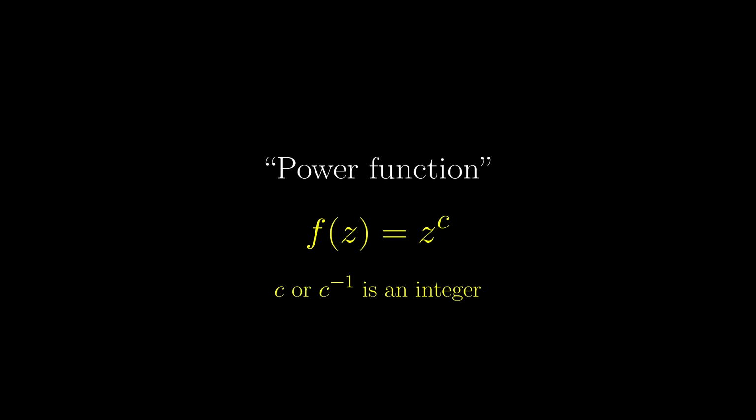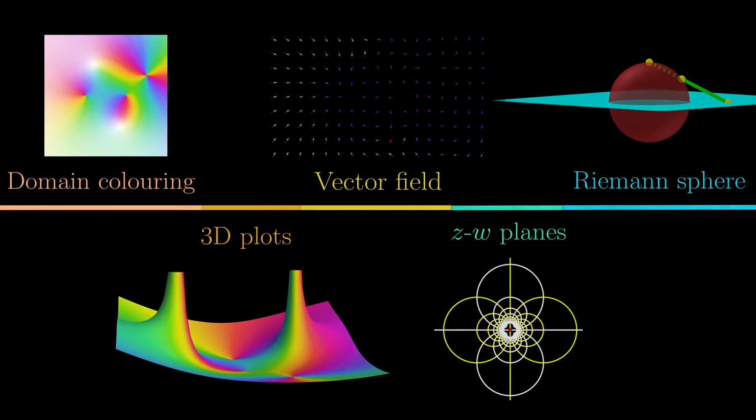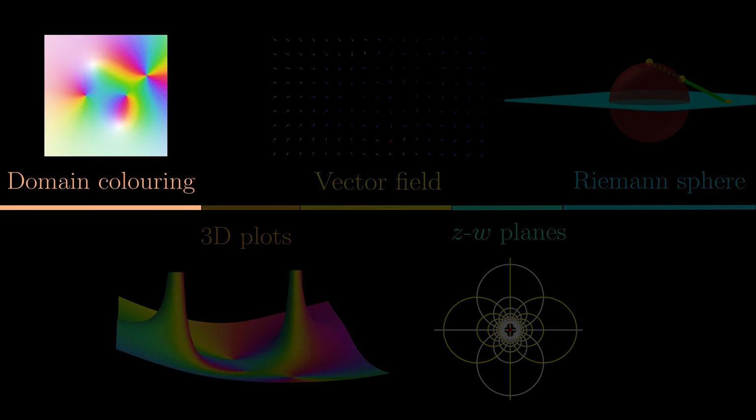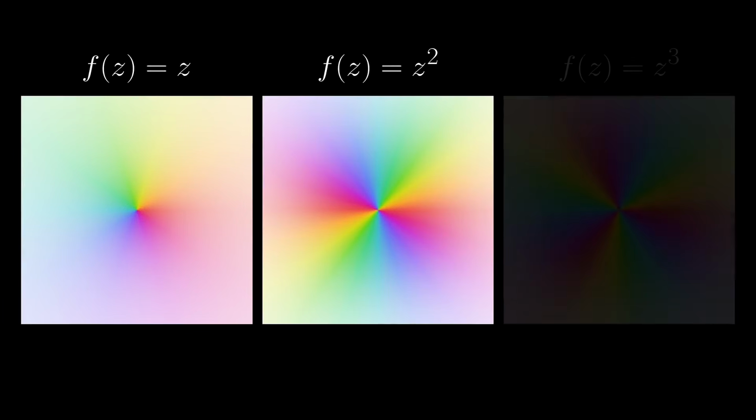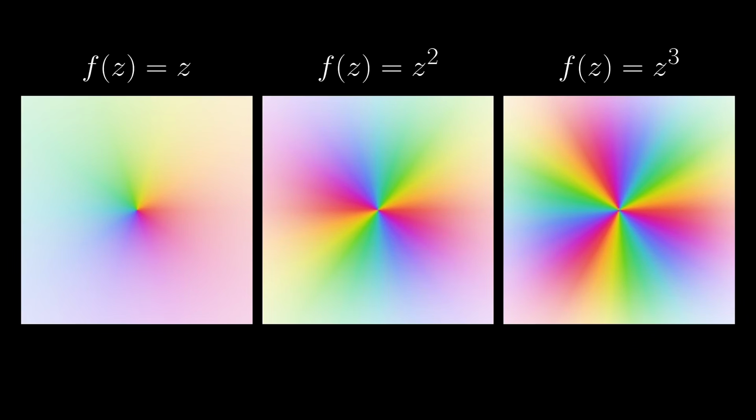For the power function, domain coloring is probably the clearest, but all others are useful in some specific situations. Let's take a look at the domain coloring plots for z, z squared, and z cubed respectively. Can you see any pattern here? Pause the video if you want a bit more time.